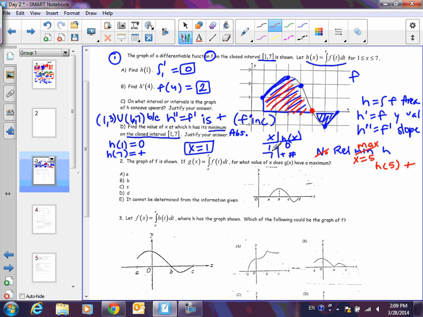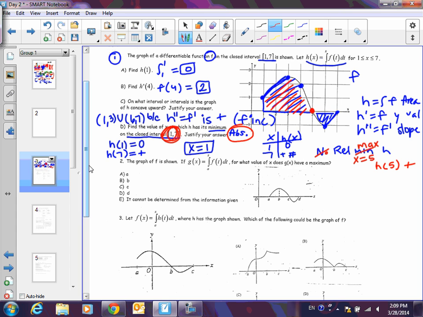Okay, so for relative, you're looking at where the H prime or F prime or whatever you're doing is changing positive to negative, negative to positive. For absolute, you're considering those and the endpoints. Always with absolute, you have to consider these endpoints, because with absolute, we're just saying what's the highest or lowest point.